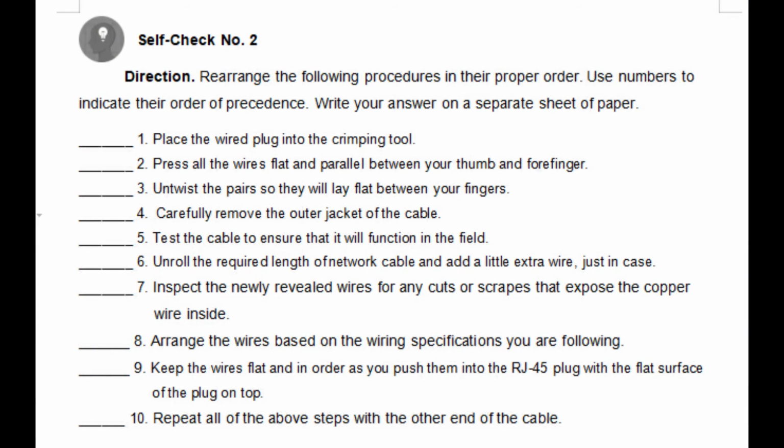For those who got a perfect score, congratulations! And for those who got only 3 and below, you need to study more so that you will get a higher score next time. Okay, for your next activity, you need to rearrange the following procedures in their proper order. Use numbers to indicate the order of precedence. Again, write your answer on a separate sheet of paper. So I will give you 5 minutes to finish this activity.